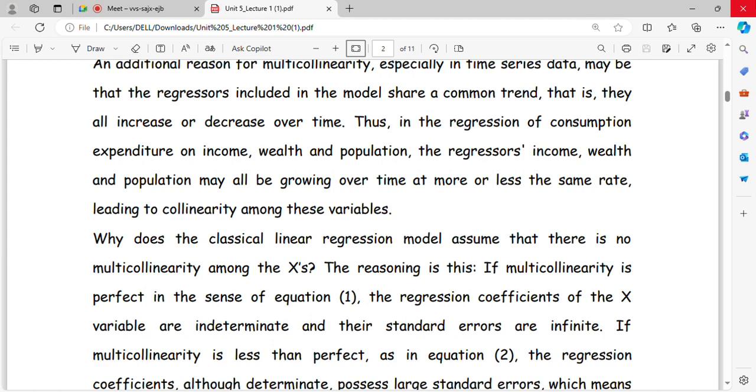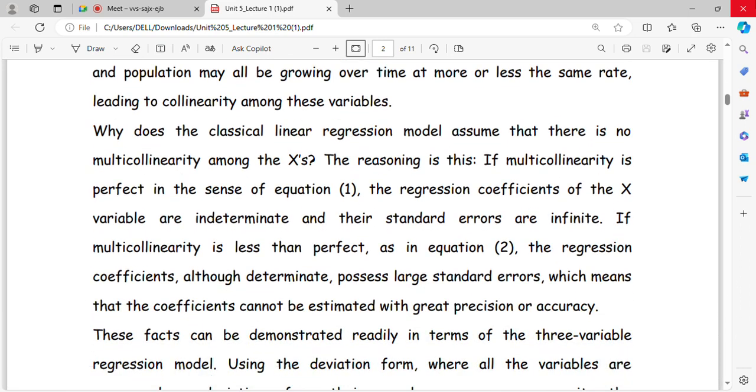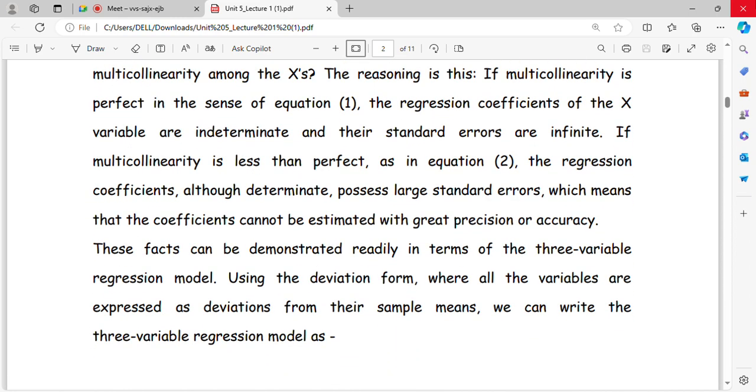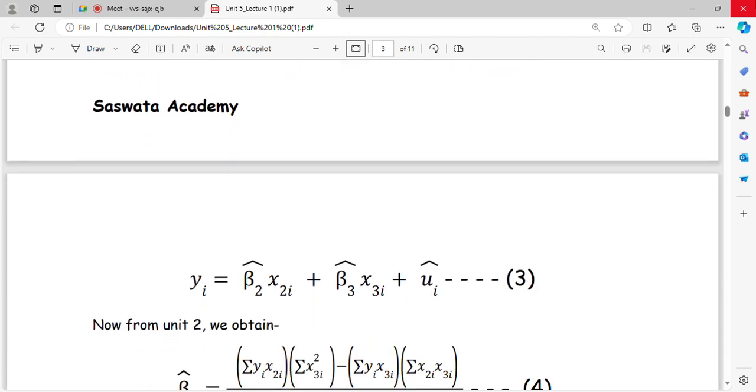If multicollinearity is less than perfect, that means imperfect, as in equation 2, the regression coefficients, although determinate, possess larger standard errors, which means that the coefficients cannot be estimated with great precision or accuracy. এইটাকে আমরা এবার demonstrate করব। These facts can be demonstrated readily in terms of the three variable regression model. আমরা আবার আগের মতোই three variable regression model এ আছি, খুবই সিম্পল ফর্মে আছি। Using the deviation form where all the variables are expressed as deviation from their sample means, we can write the three variable regression model.